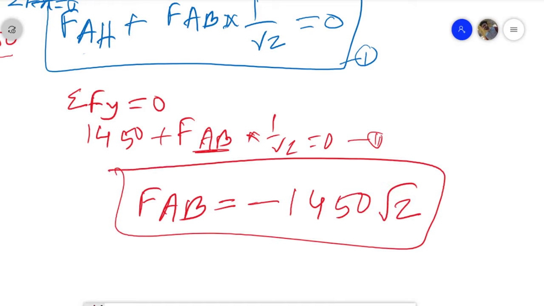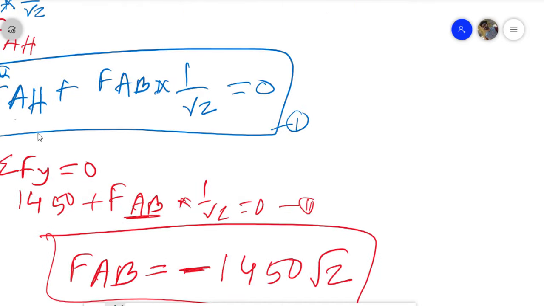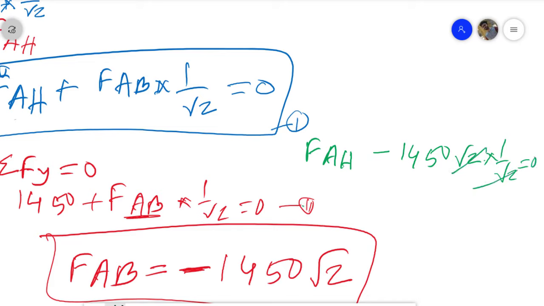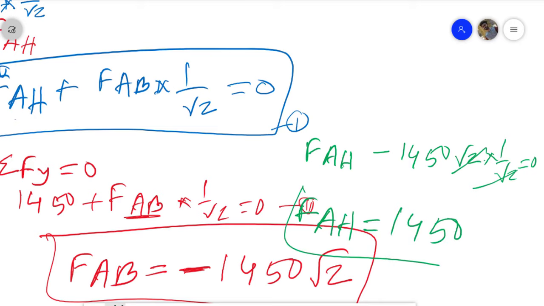Now note that we got minus. What do we mean by minus? If you get the minus sign, that means the force in the AB bar is actually acting like this, so that is why the AB bar is in compression. Now put the value of FAB in equation 1. If you put the value of FAB here, you will get FAS: minus 1450 times 1 by root 2 equals 0. So here root 2 cancels out, and FAS equals 1450, and this is positive.